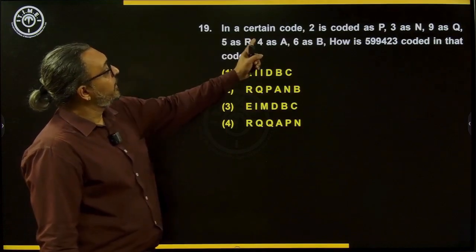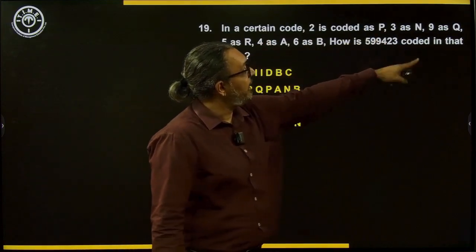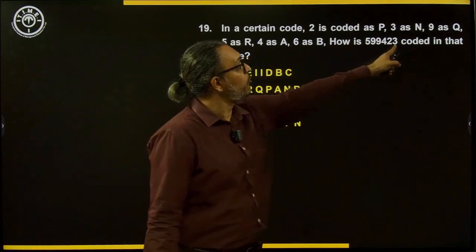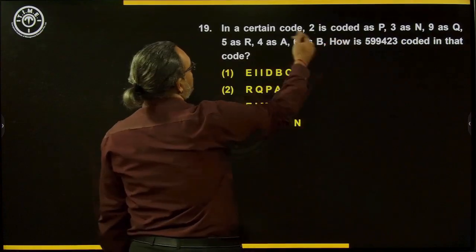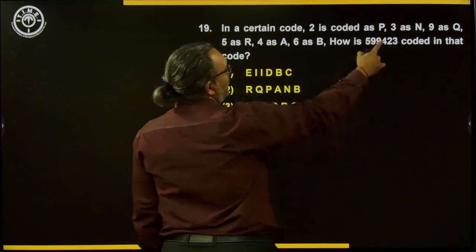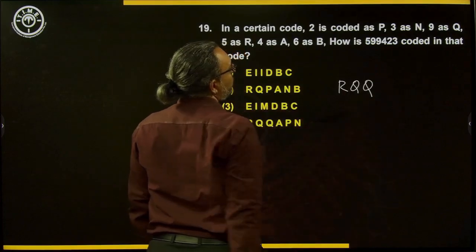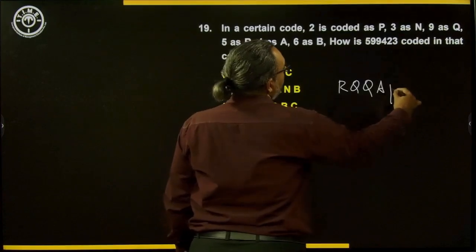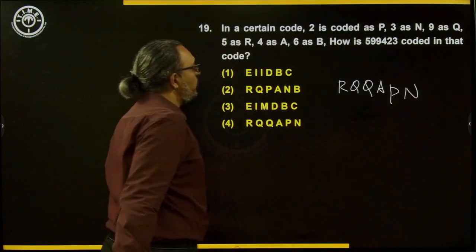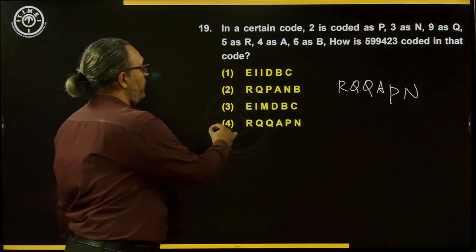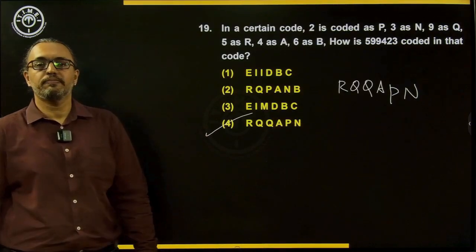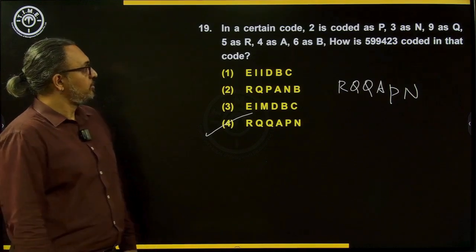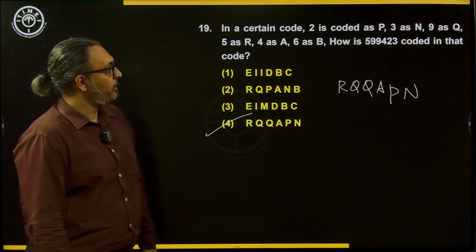Yes, then in a certain code, 2 is coded as P, 3 as N, 9 as Q, 5 as R, 4 as A, everything is given. Then he's asking, what is this? So you go accordingly. What is 5? R, 9 Q, so R double Q, then 4, 2, 3. 4 is A, 2 is P, 3 is N. So R double Q, APN. So R double Q, APN is available in the fourth option. Correct? Yeah. So that is what we have.